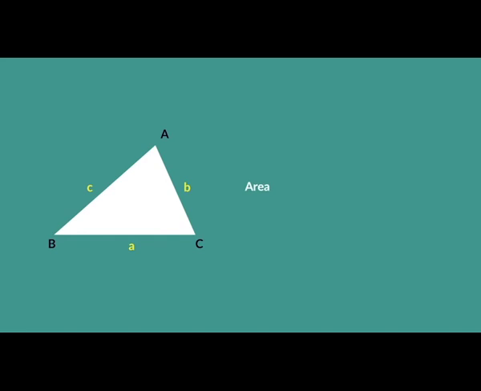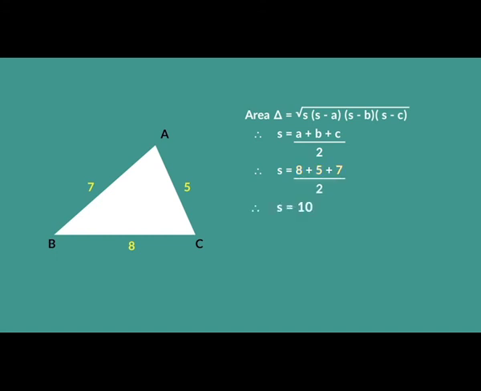Okay, let's work out the area of this triangle using Heron's formula. The area of a triangle equals the square root of s times (s minus a) times (s minus b) times (s minus c). We have a, b, and c. These are our 3 sides, 8, 5, and 7. You can use these in any order. We don't know what s is, but we can calculate it by finding the perimeter and then dividing this by 2. 8 plus 5 plus 7 is 20. Divided by 2 is 10. So, s equals 10.